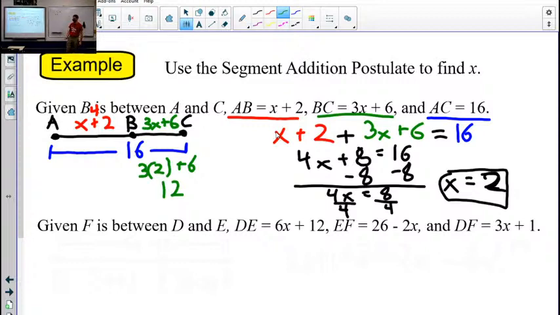So I'm going to ask you to do the next one on your own. Start with a diagram. So it says F is between D and E, so make sure that whatever diagram you draw, F is in between the other 2 points. D and E should be at the ends. And then make sure you label each of the parts correctly, so you know which things are your pieces, which is your whole thing.